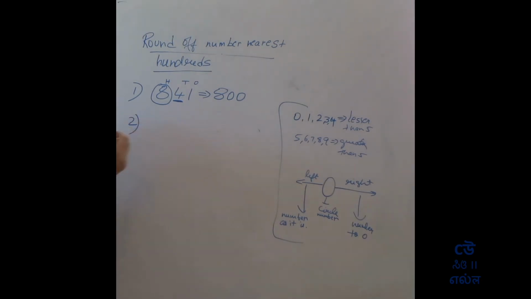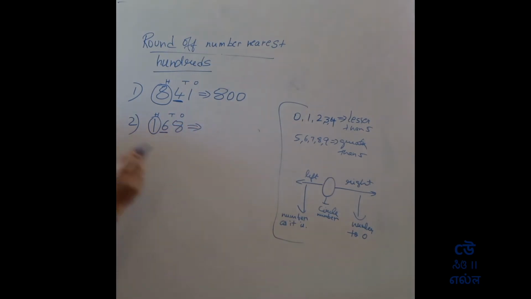Next, second problem. 168 we have. Okay, so first step we have to write the place value: ones, tens and 100. As they have given in the question hundreds place, we have to circle the hundreds place value. Okay, next consider the right side of the circled value. Right side number of the circled value is tens place, that is 6. Next, see, 6 is less than 5 or greater than 5? 6 is greater than 5.